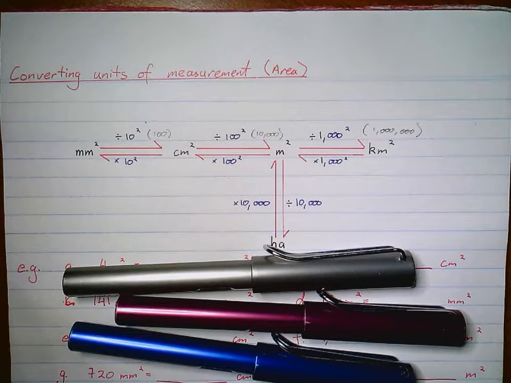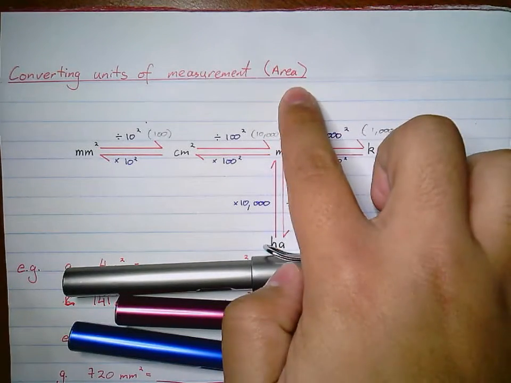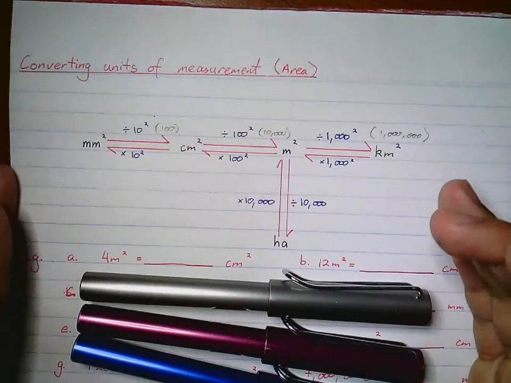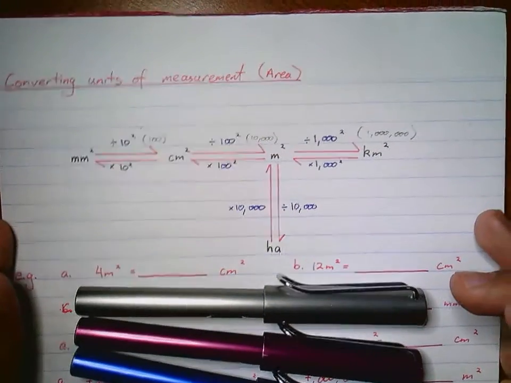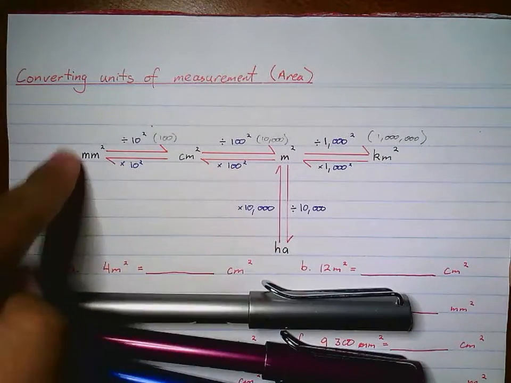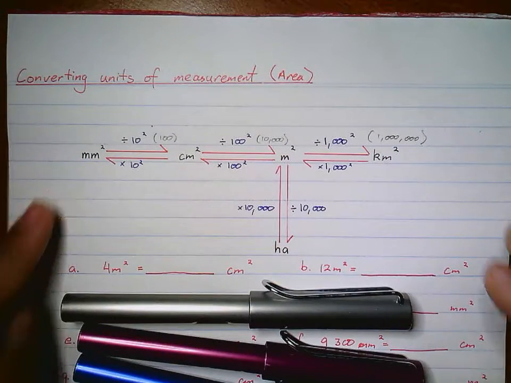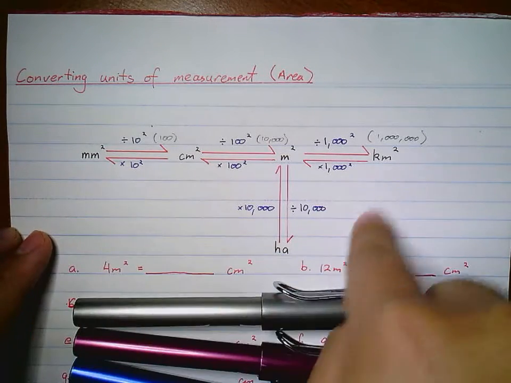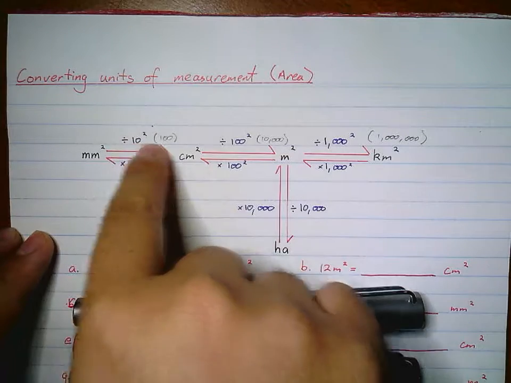Hello class, this is a video tutorial on converting units of measurement, and in this video we'll be looking at converting area. If you take a look at my previous videos, or pretty much any sort of conversion video on this, you'll see a chart that's very similar to this, but in my particular one you'll see that it's almost identical, except everything now has a squared.